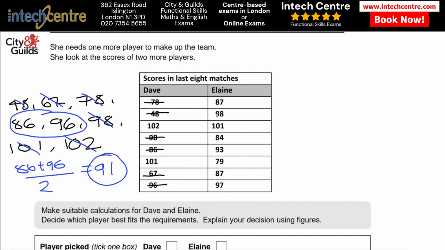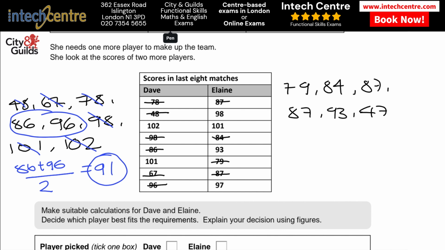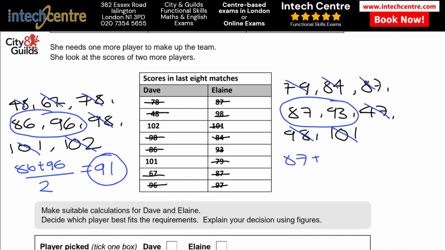And we're going to do the exact same here for Elaine. So we have 79, then we have 84, and again, just cross them off just to make sure you've actually incorporated all of them in. Then we have 87, another 87, then we have 93, 97, 98, and 101. Now we'll do the same crossing out method, so smallest, largest, smallest, largest, smallest, largest, leaving us with 87 and 93. So what we do is 87 plus 93 divided by 2. And the answer we have left for the median score for Elaine would be 90. So we have median score for Dave as 91 and median score for Elaine as 90.